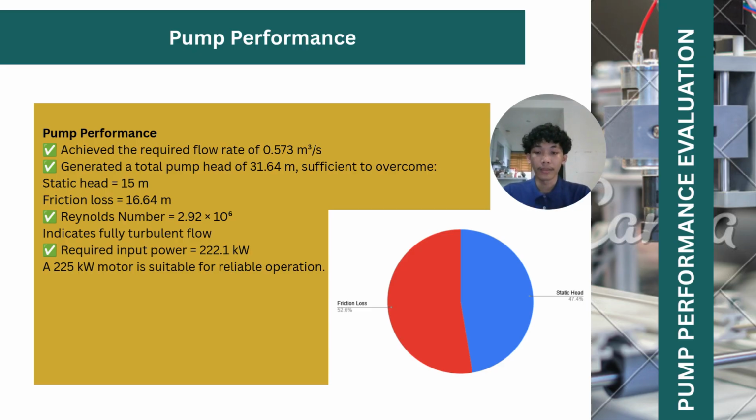As shown in the chart, approximately 47.4% of the total pump head is used to overcome the elevation difference, while 52.6% is used to overcome friction losses within the piping system.